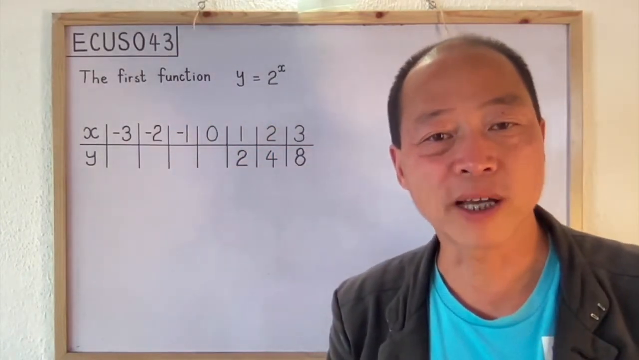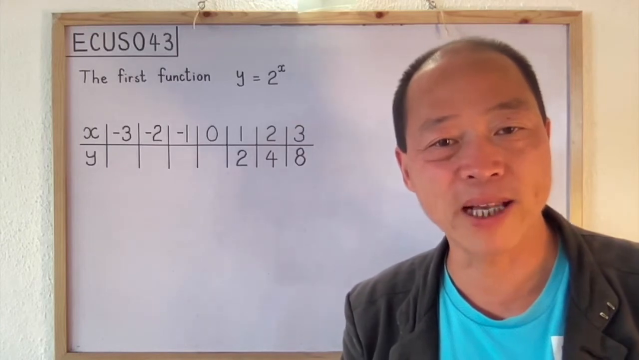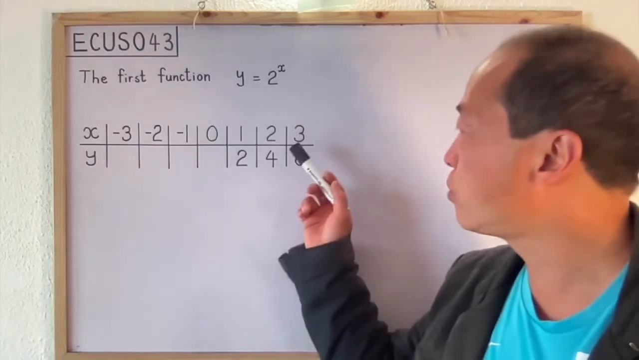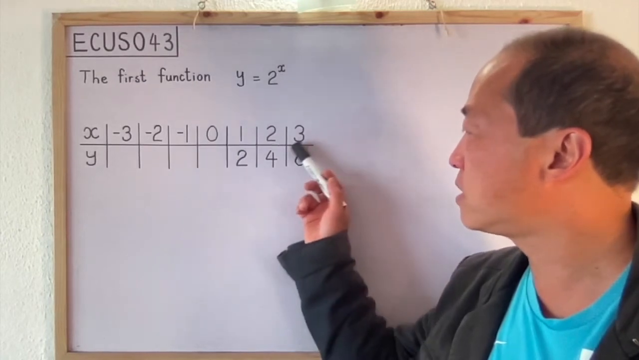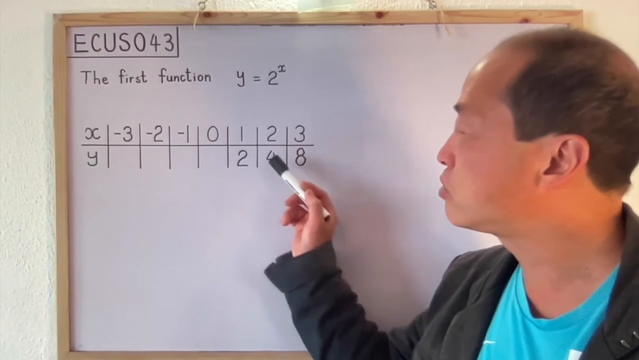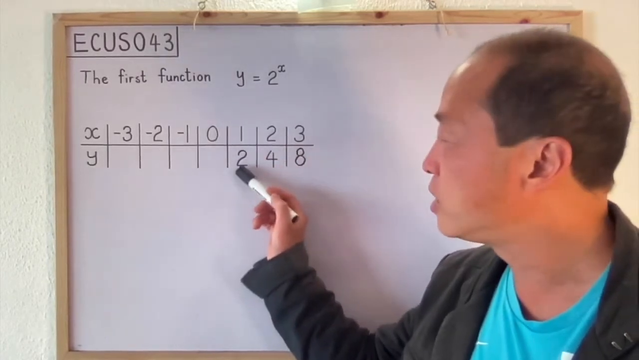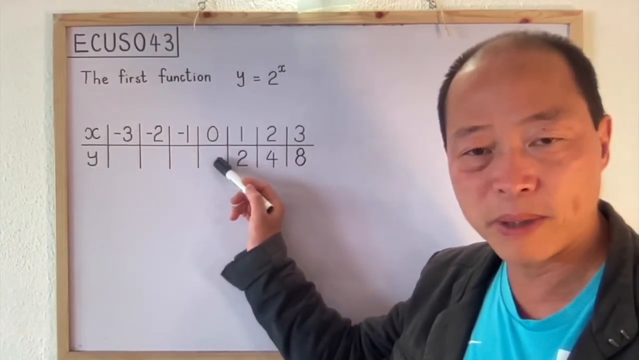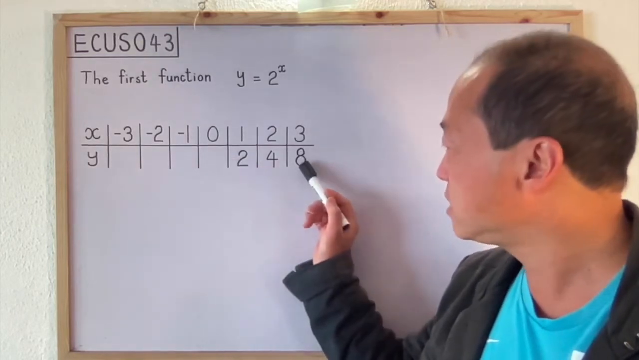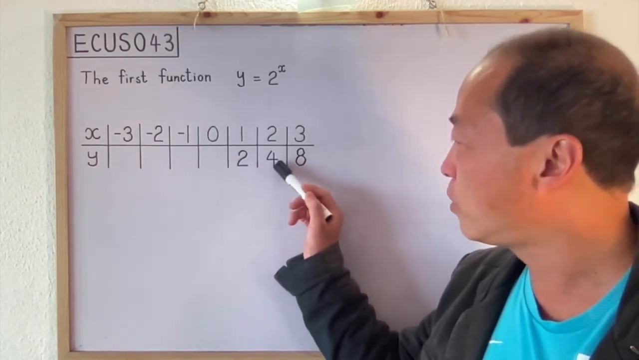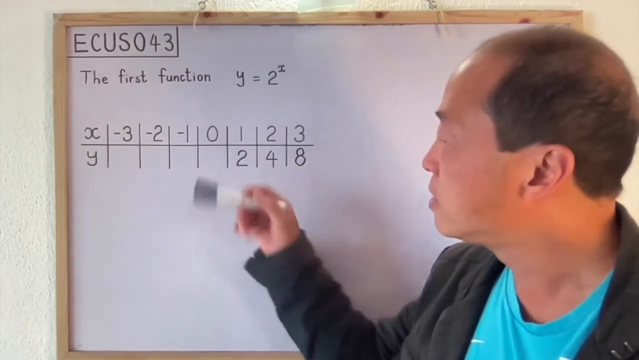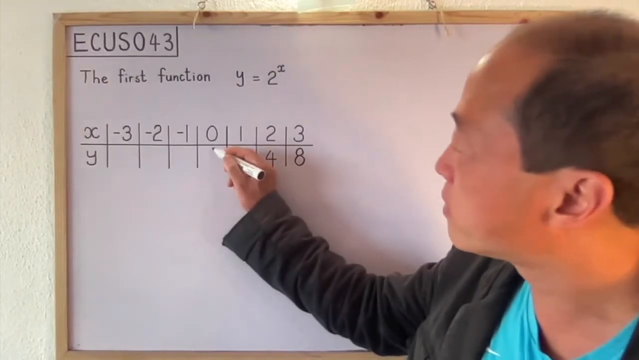Some students have difficulty in working out the value of 2 to the power 0. If you do, I suggest you work out 2 to the power 3 first, that is 8, and 2 to the power 2, that is 4, and 2 to the power 1, that is 2, and this is the value of 2 to the power 0. Do you observe the pattern? 8 divided by 2 is 4, 4 divided by 2 is 2, 2 divided by 2 is 1. 2 to the power 0 is 1.